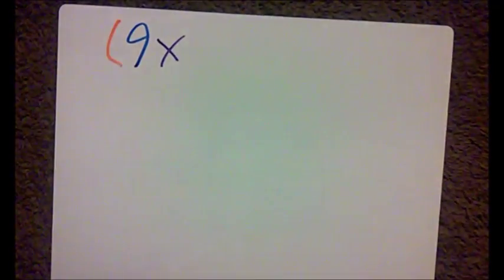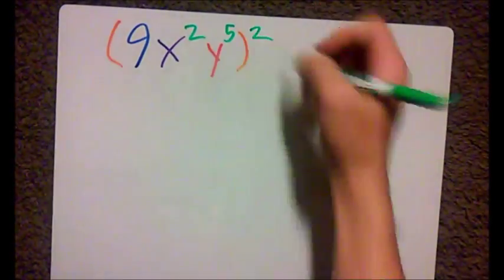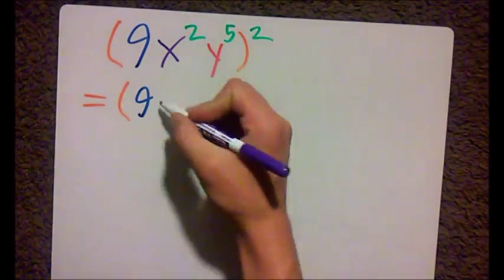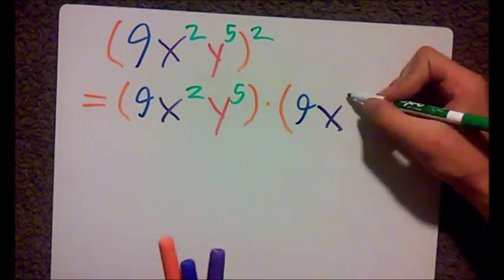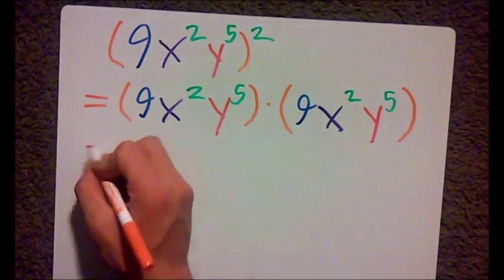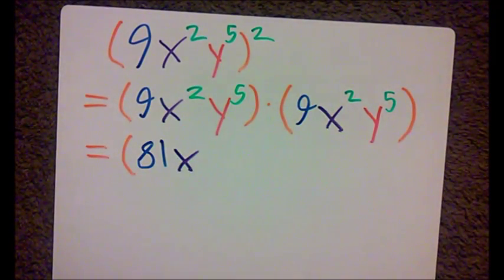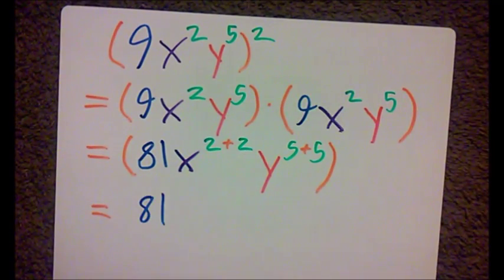The reason as to why this works is that you really multiply 9x squared times y to the 5th by 9x squared times y to the 5th when you square it. If we apply the previous rule of multiplication, we'll end up with 81 times x to the 4th power times y to the 10th power.